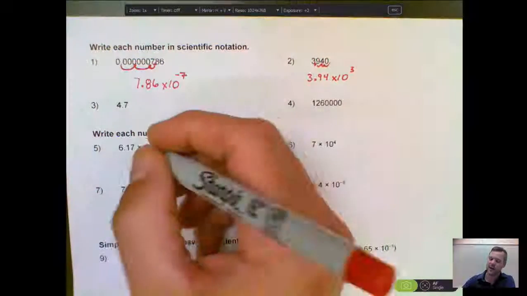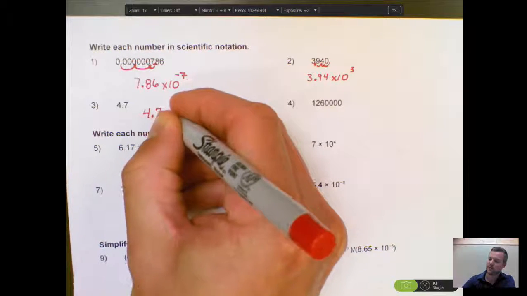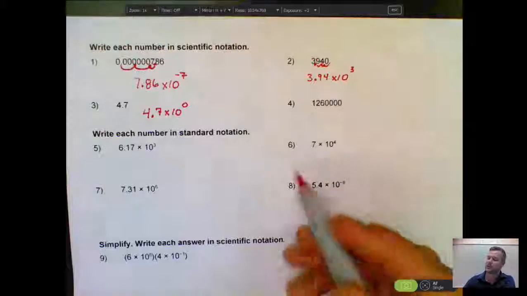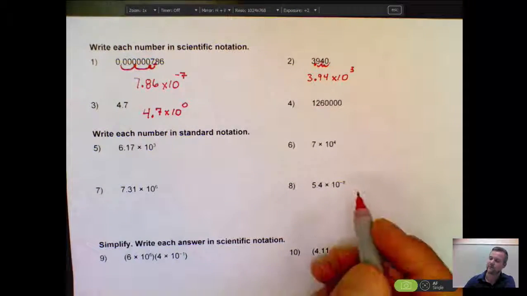This problem number 3, 4.7, there's only one place value to the left of the decimal. That means we already have the correct notation. And if it's already correct, I'm not moving my decimal. So this is actually 10 to the 0, which is the same as 1. So 4.7 times 1 equals, of course, 4.7.